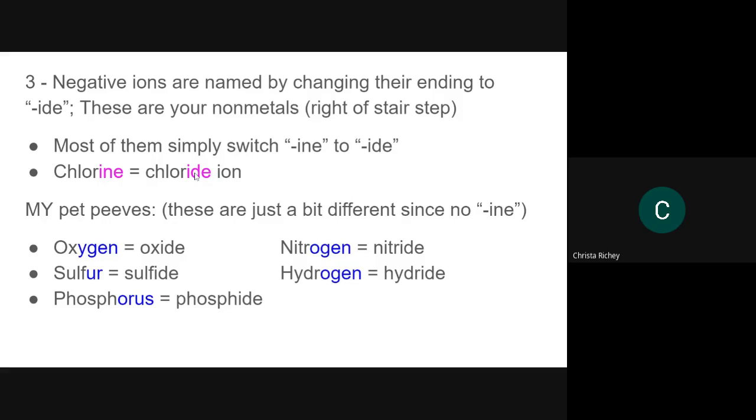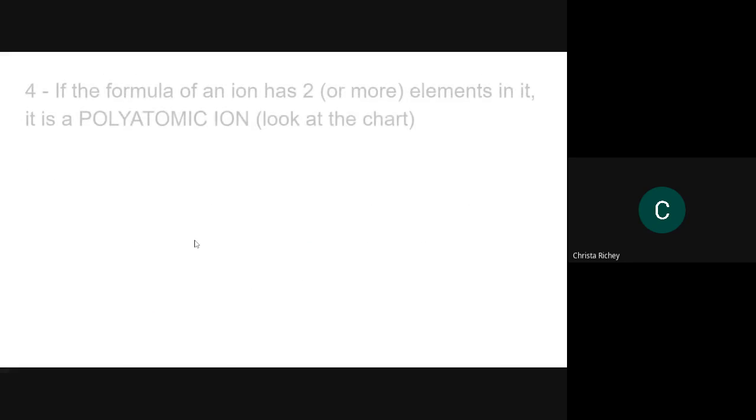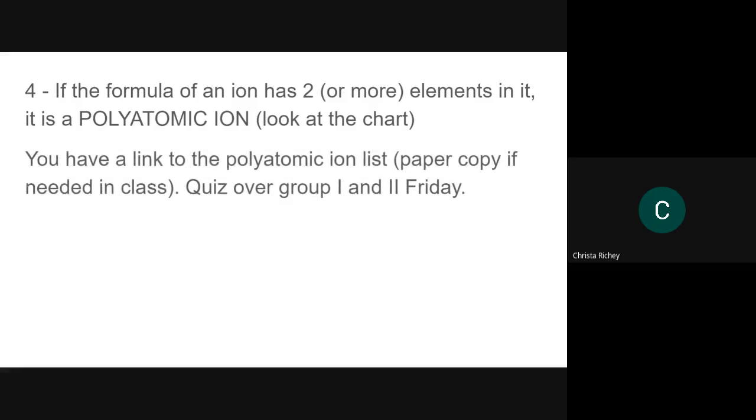We're doing both writing formulas and naming today. We're not making compounds yet. We're just naming and writing formulas for ions. If there's two or more elements in the ion, it comes off that chart, which I don't have in my hand. For those of you that are online, there's a link to it in Canvas. It says Unit 5 notes, naming and writing chemical formulas.